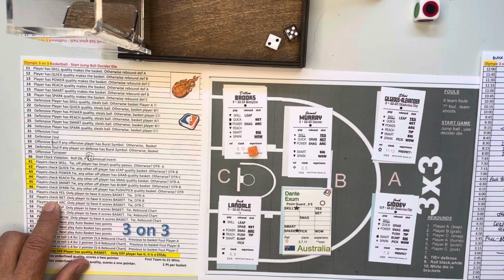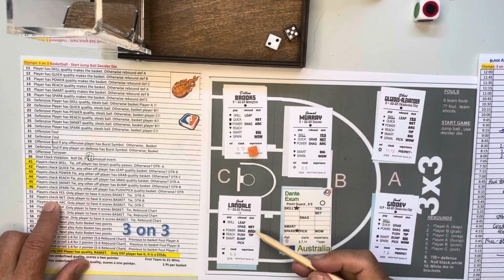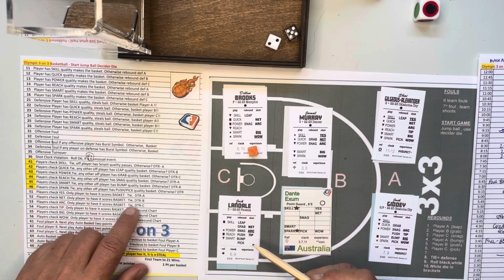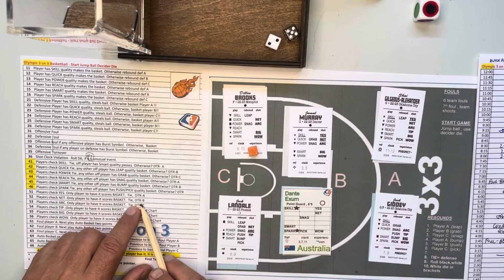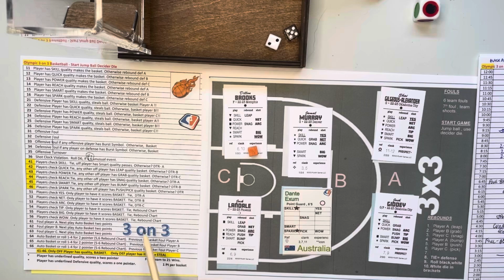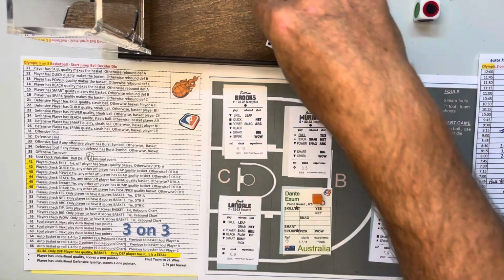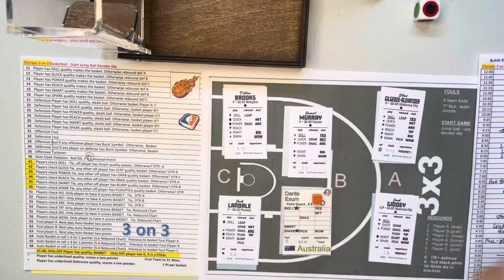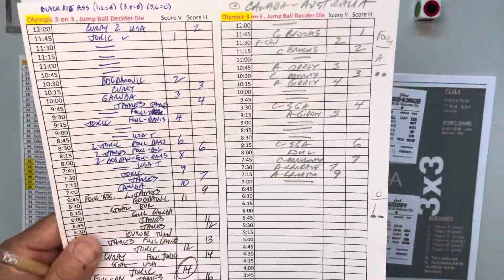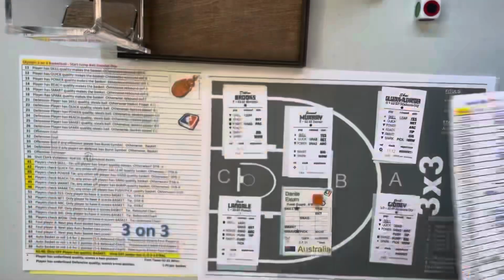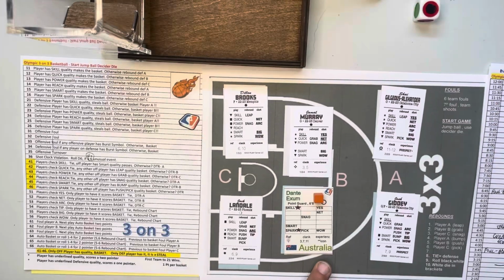52, players check for net. Brooks has a net. Landale has a net. So if it's tied, we're going to go to a defensive team rebound for player B. So Exum is going to pick it up. So no basket there. We just put a mark on the score sheet, a line for the turnover. And Canada's lost the ball.